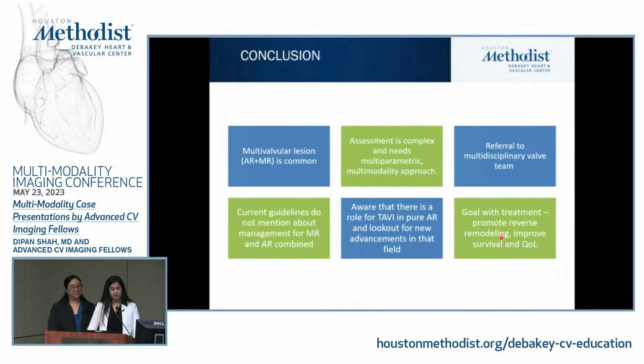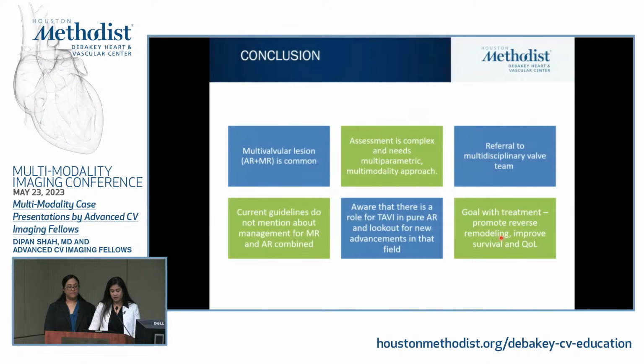So to conclude, multivalvular lesion, particularly aortic regurgitation and mitral regurgitation, is common and we come across it. And the assessment, though, is complex and needs a multiparametric and multimodality approach. Timely referral to a multidisciplinary valve team is very important. And the current guidelines do not mention much about the management of this combined mitral regurgitation and aortic regurgitation.